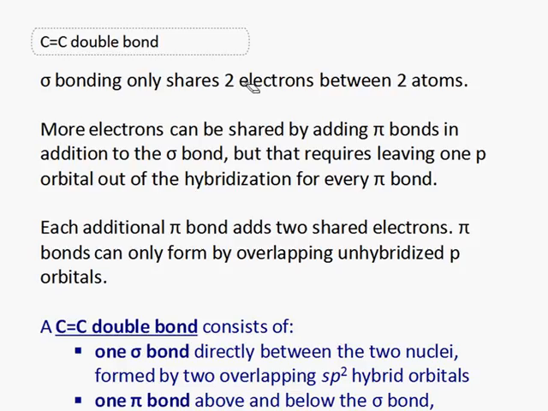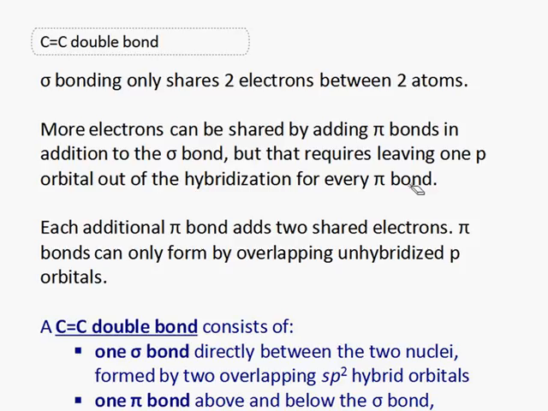Sigma bonding only shares 2 electrons between 2 atoms. There's no way to do a sigma bond with any more than just a pair of electrons. If we need to share more electrons, we have to add pi bonds on top of those sigma bonds. But like we saw with the way that pi bonds work, that requires leaving one p orbital out of the hybridization. So we no longer can hybridize all 3 of those original p orbitals.